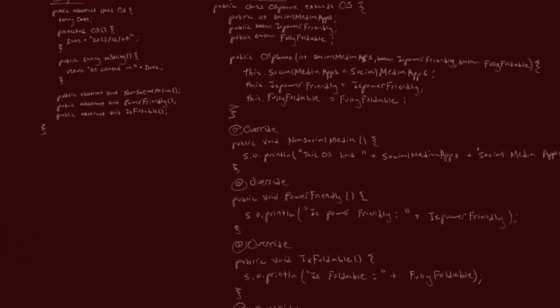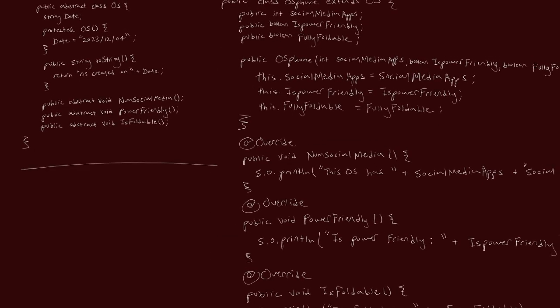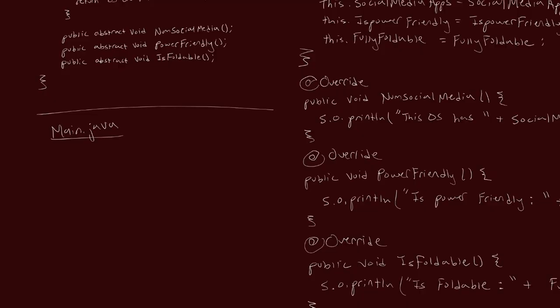Now I'll put a main class here because everything's too big right now. So here I'll do Main.java. Okay, so this is what we're going to do. So again, we just do the usual public class Main. Then we do public static void main, and then the String[] args stuff.